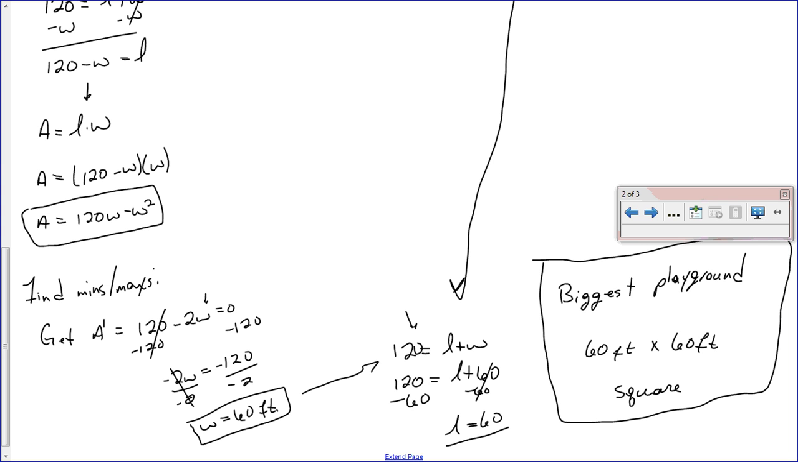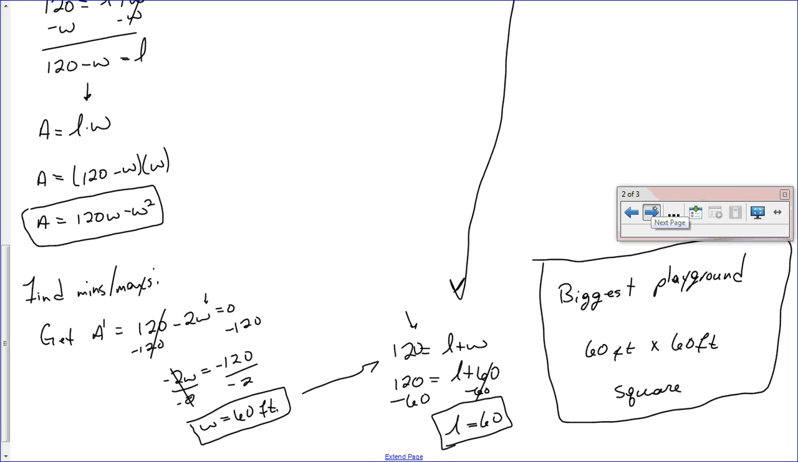So our maximum length now is 60, which means our biggest playground is going to be a 60 by 60 foot square. Okay? And if you just want to confirm that 60 times 4 is 240 feet, therefore meeting our perimeter constraint as well, and it all checks out. All right.